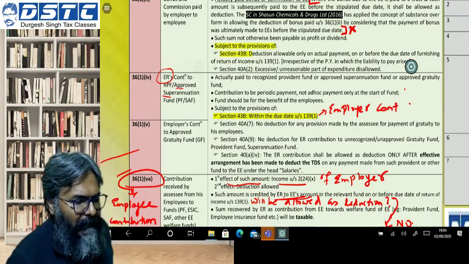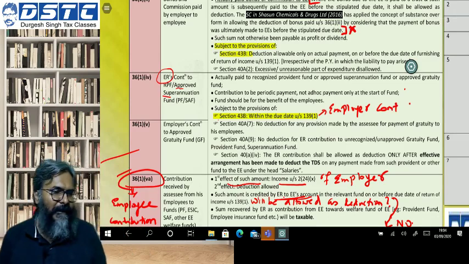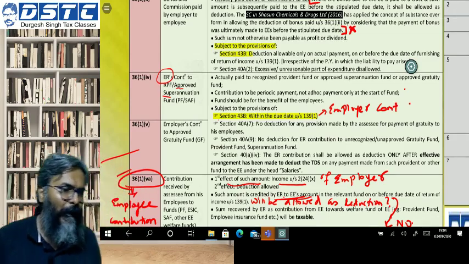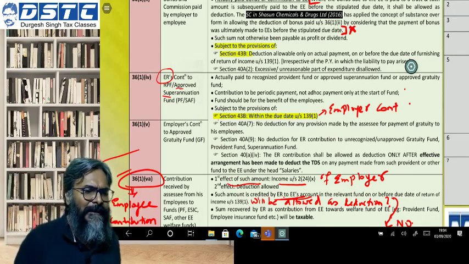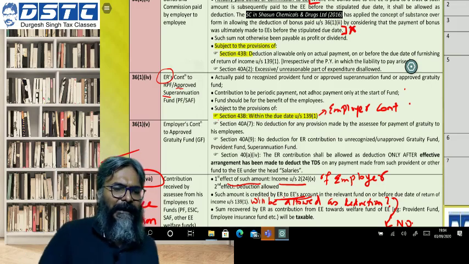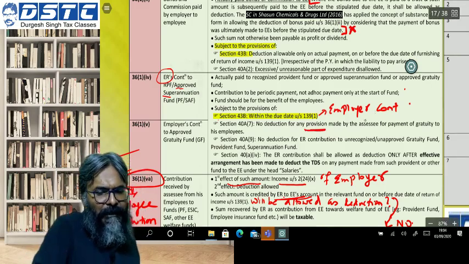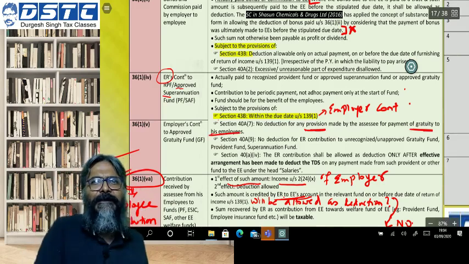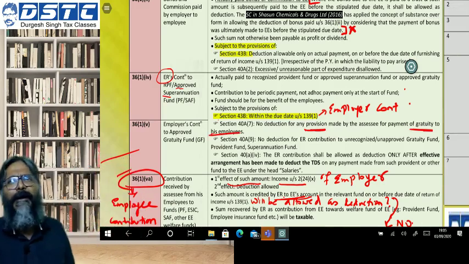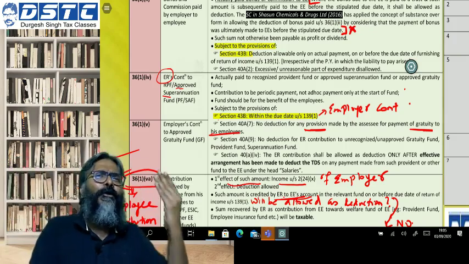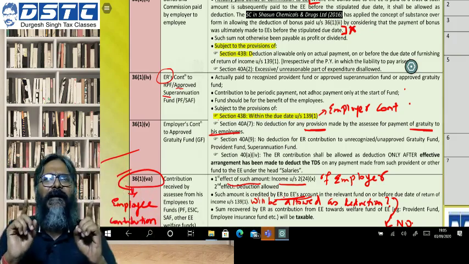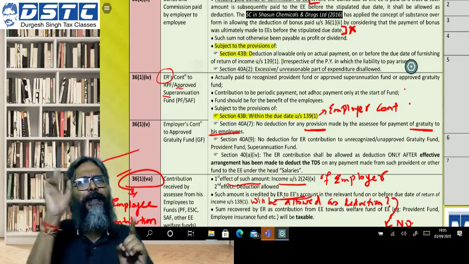Now 40A(7), again one more disallowance, students. 40A(7) says that no deduction is allowed for any provision made for the payment of gratuity. So, provision of gratuity to his employees, will you get a deduction? And the answer is no. Why will you not get a deduction? Because 43B is given to you, and what 43B says is, deduction allowed only on the actual payment.